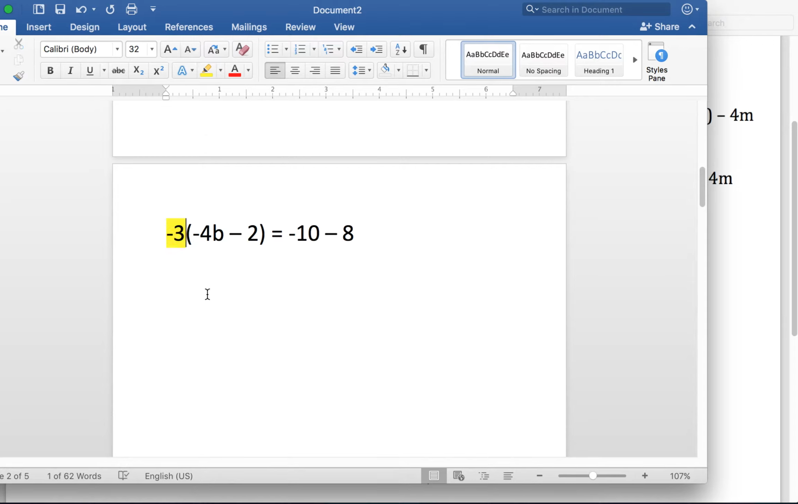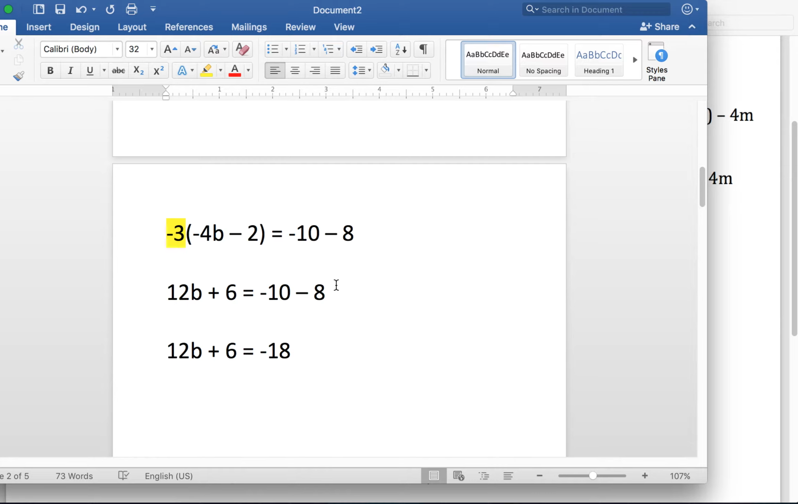So we're going to distribute this negative 3. Negative 3 times negative 4 is 12. Negative 3 times negative 2 is 6. Over here, we have negative 10 minus 8. Next step, on each side, combine like terms. Here, no like terms, because this is a bison and this is just a regular 6. But over here, we do have like terms. These are both constants. So we can do negative 10 minus 8, which is negative 18.